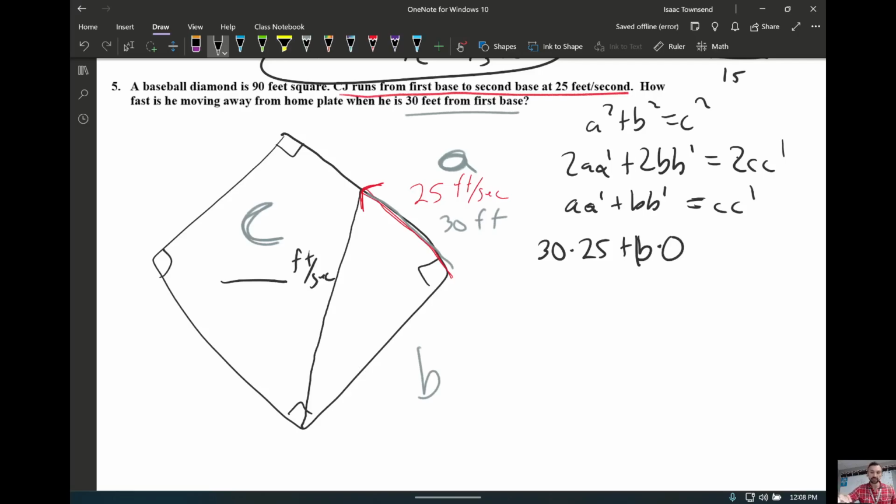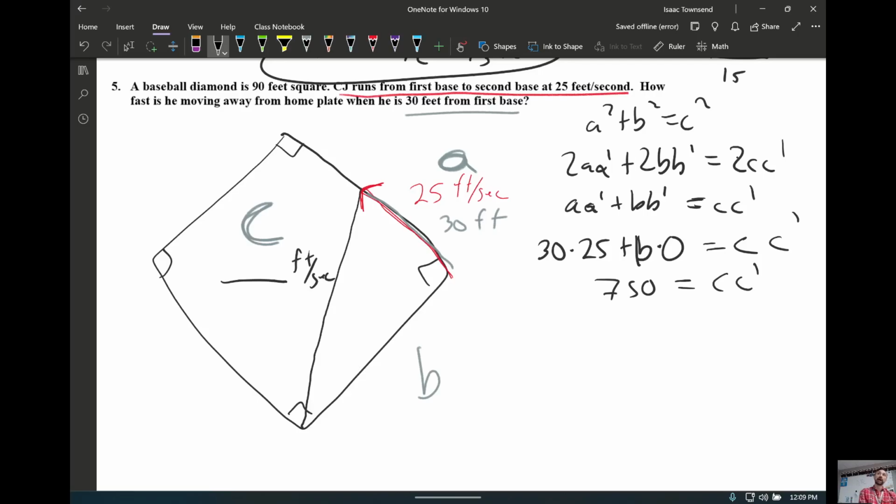It's not changing. The distance between home base and first base is never changing, so that's zero. I don't know C either. And the rate that C is changing is what I'm trying to solve for. So 30 times 25 is 750. 0 times B is 0. So it looks like I just need one more thing to solve this question.